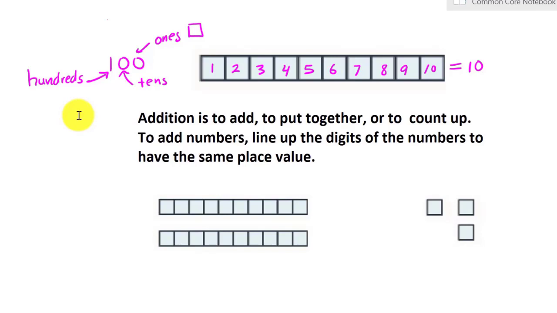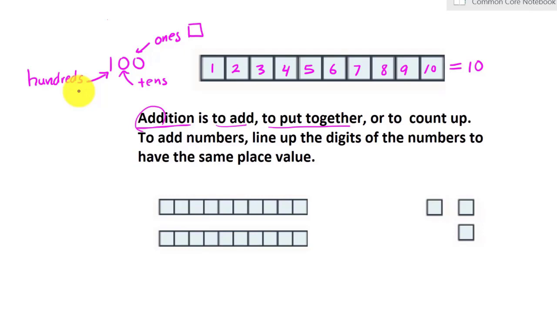Now, what we just did in that lesson, we have a math term for it, and that is called addition. Now, what is addition? Addition is to add. Well, yes, of course, that's where the word add in addition is. Now, what does to add mean? To add means to put together. We put together the ones, the tens, and the hundreds.